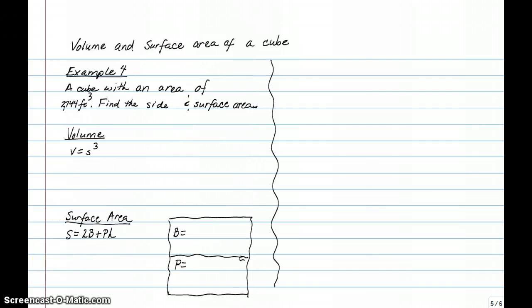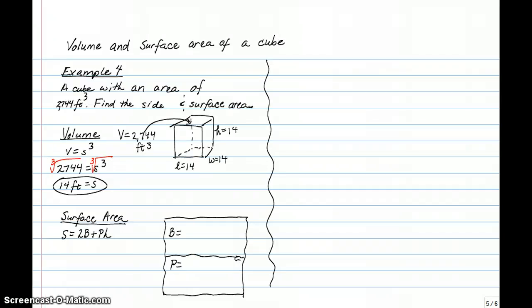Okay, example 4 is a cube with a volume of 2,744 feet cubed. You need to find the side and the surface area. Your formula for volume is V equals S cubed. This time you have 2,744 equaling S cubed. The inverse of a cube is a cube root. You're going to press the math key, which is right under the alpha key on your calculator. You're going to select number 4, which is a cube root. And now that you know your sides are 14, it's very easy to find your surface area.